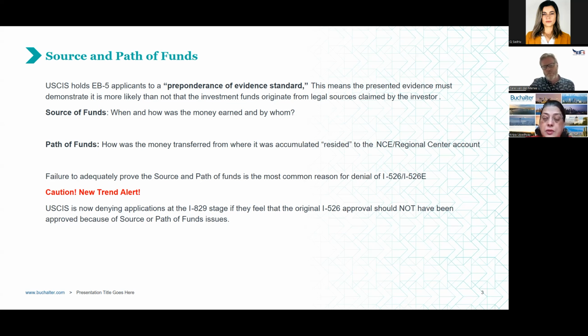What we are seeing increasingly at USCIS, unfortunately, is officers going back to the previously approved I-526 and saying this should never have been approved to begin with. There were significant gaps. There wasn't enough information. Because the I-526 should not have been approved, we are now going to deny the I-829 almost 2, 3, sometimes 5 years after the first decision was made. So it's even more crucial now that you ensure that your source of funds and your path of funds are fully documented.